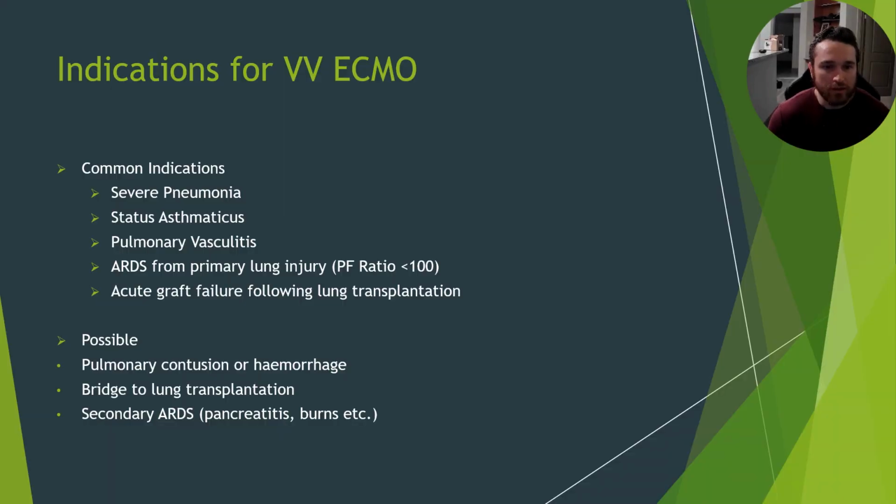Indications for VV ECMO. Common indications include severe pneumonia, status asthmaticus, pulmonary vasculitis, ARDS from primary lung injury with a PF ratio of less than 100, acute graft failure following lung transplant. And then some of the possible indications are pulmonary contusion or hemorrhage, bridge to lung transplantation, or secondary ARDS, pancreatitis, burns, etc.